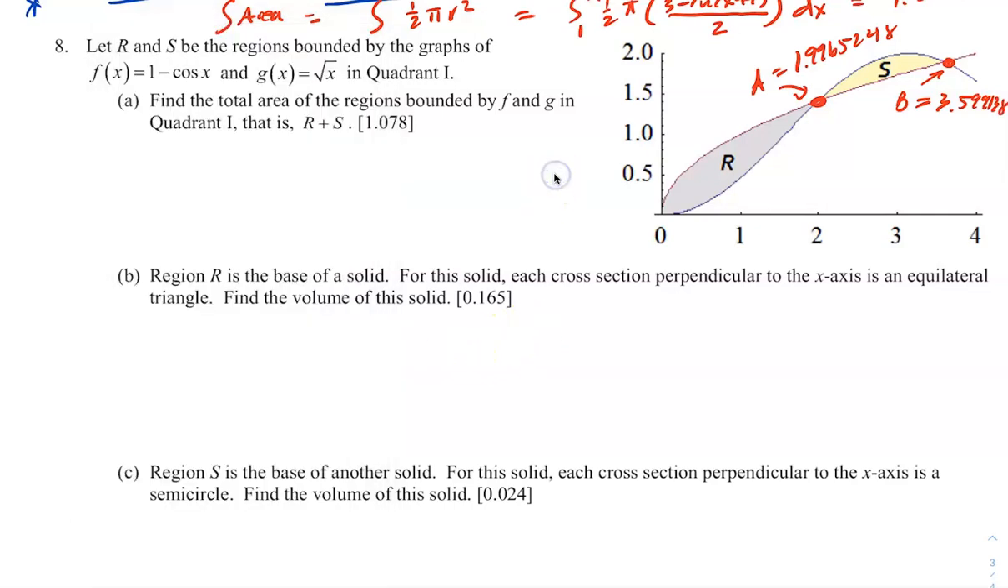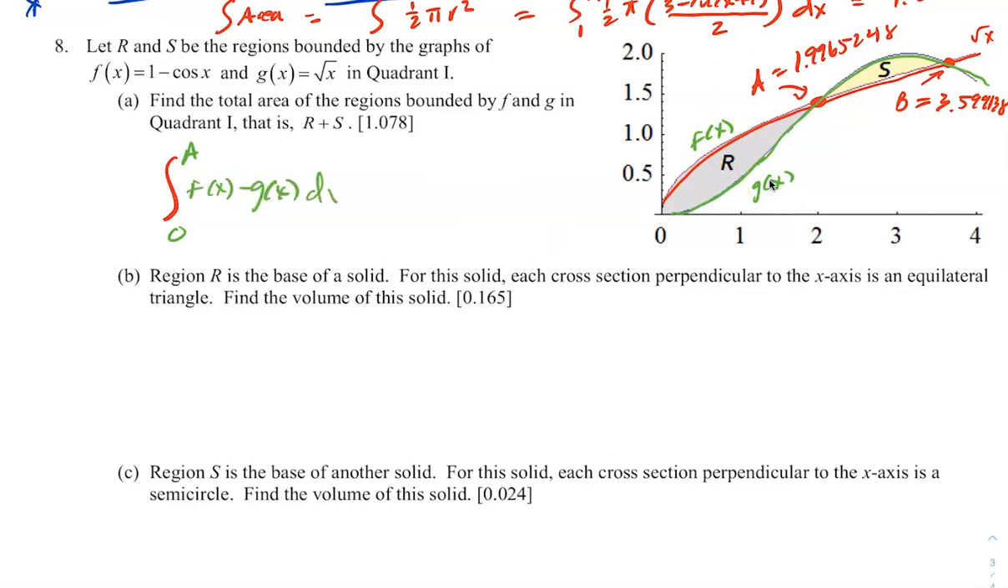If I want to find the area, it's actually not that bad. Area is going to be top minus bottom. My top here is square root of x. I can tell because of the way it's curving. The bottom here is 1 minus cosine of x. So this would be g of x, and this one would be f of x. As long as we all know what that is, you just write it this way. We're going to go from 0 to A. In region R, it's f of x minus g of x, dx. Plus region S, we're going from A to B.